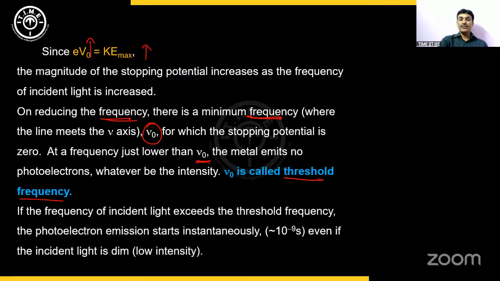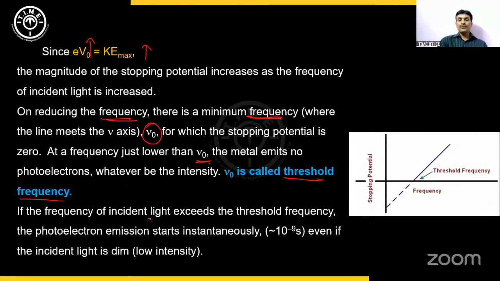Now, if the frequency of incident light exceeds the threshold frequency, then immediately, spontaneously, the photoelectric emission takes place without any time lag. The time taken for this is roughly 10 power minus 9 second. That means within a time of nanosecond or even less than that, photoelectrons are ejected whenever this frequency crosses this particular threshold frequency. So if the frequency of incident light exceeds the threshold frequency, photoelectron emission starts instantaneously, right?